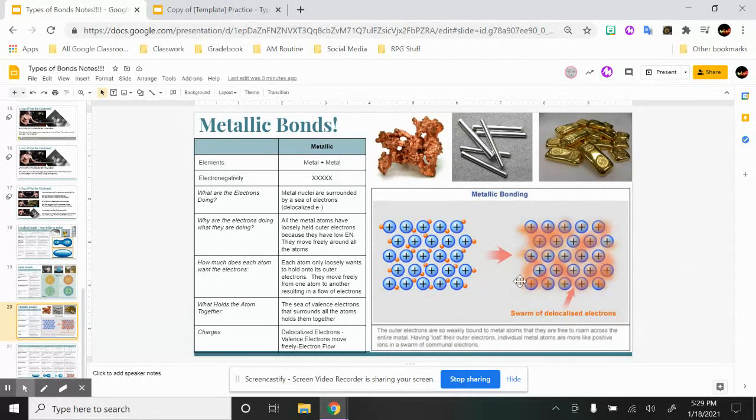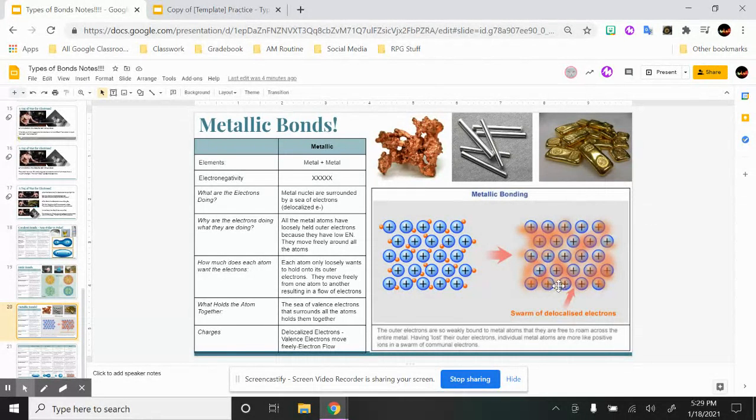This is why metals are good at conducting electricity. Because there's already electrons flowing through, if I add some extra electrons, they can move through the metal and come out the other end. This is also why metals are really good at being bent and shaped.